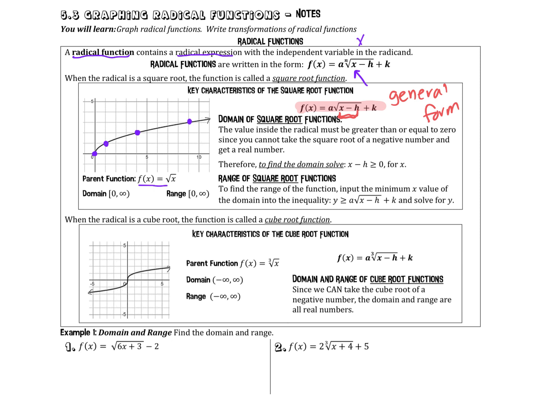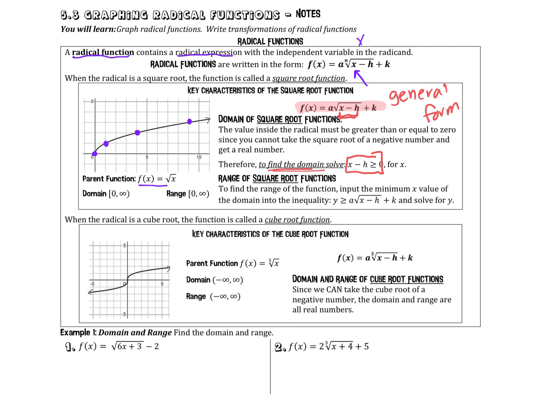So if you were asked to find the domain of a square root function, what you're going to do is figure out what value of x makes the inside of that radical equal 0. Or you're going to solve to find the domain: x minus h greater than or equal to 0, and that's going to tell you the x values that are included in the domain.